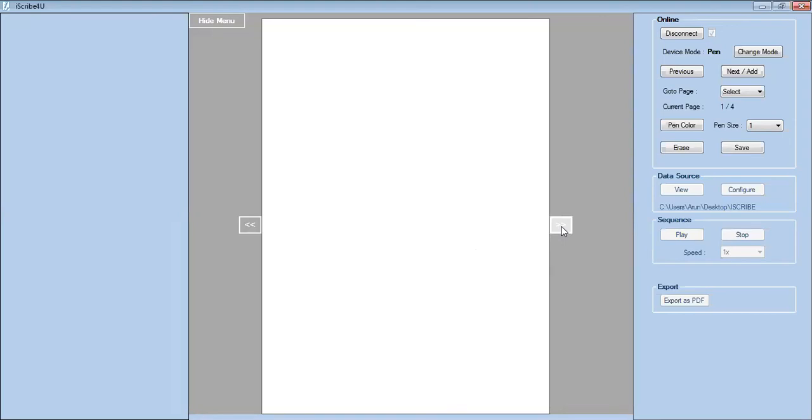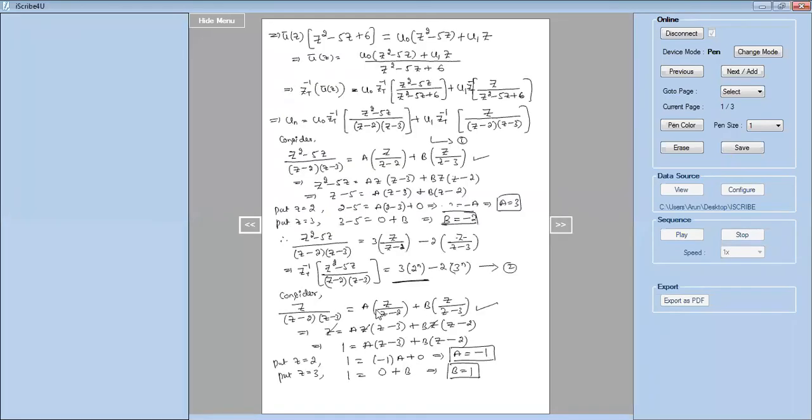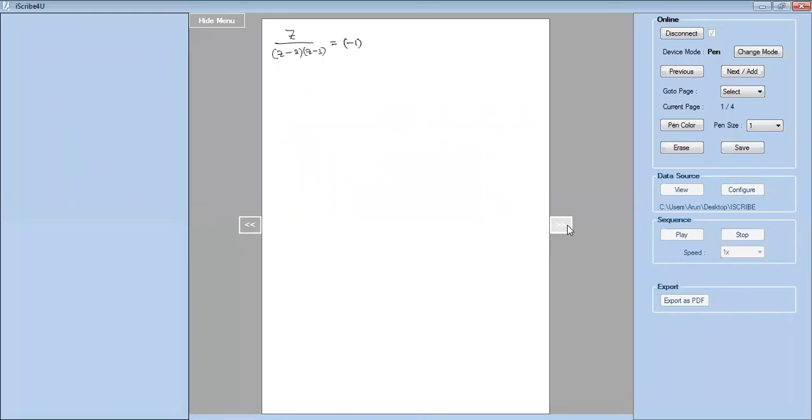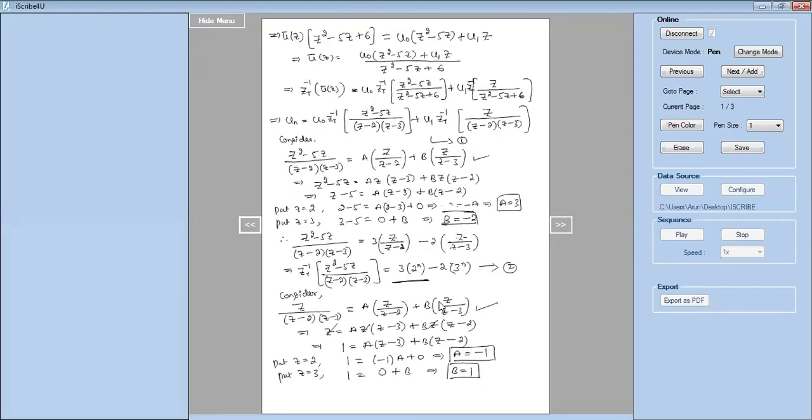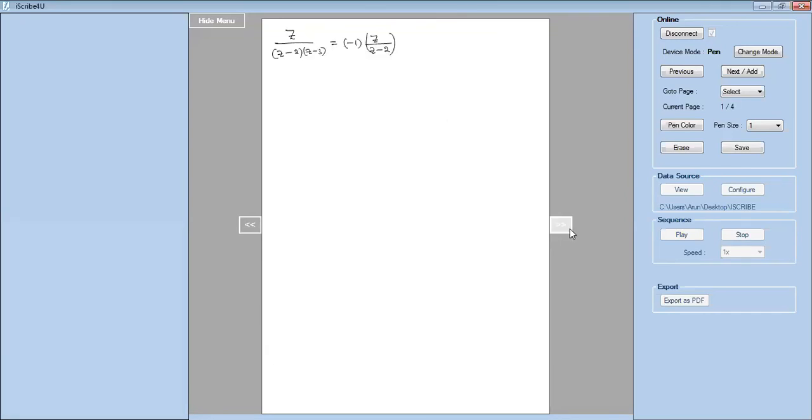It is z by (z minus 2)(z minus 3) equals. So here first a, so a is minus 1. So it is minus 1 into z by z minus 2 plus b. So b was 1. If I put 1 here, 1 into z by z minus 3. So it is plus 1 into z by z minus 3. Right? So a, b values are substituted here. Now take inverse on both sides.